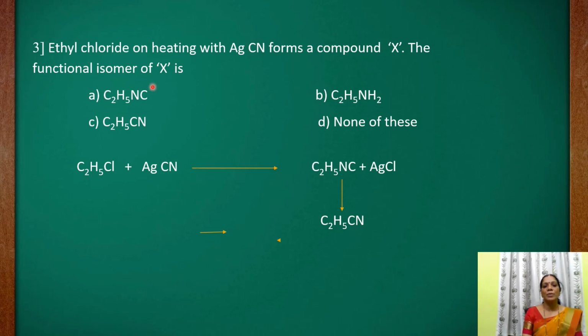isomer. You know that the molecular formula should be same, but they should have different functional groups. So they should differ in what? Functional group present. That means the question is ethyl chloride on heating with the silver cyanide. We know that ethyl chloride is an alkyl halide, isn't it? Now, alkyl halides have the highest tendency to undergo the nucleophilic substitution reaction. Always the alkyl halides undergo what? Nucleophilic substitution reaction.